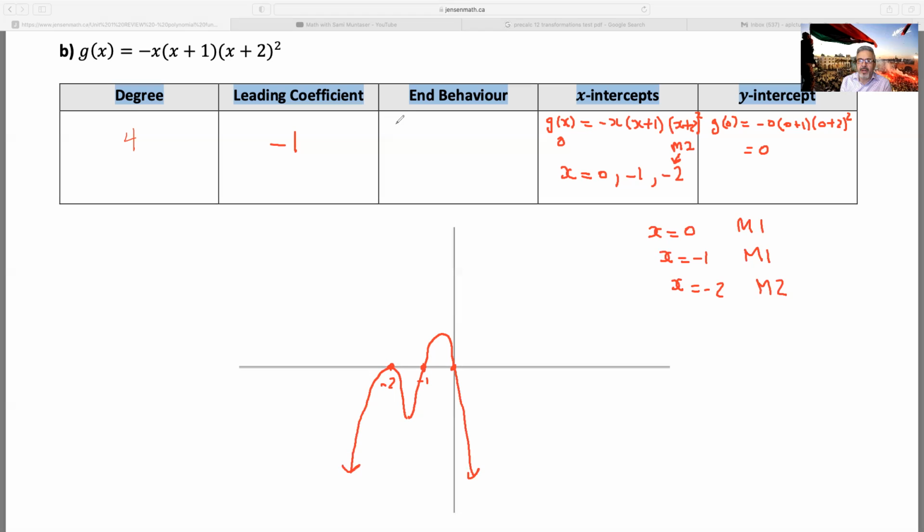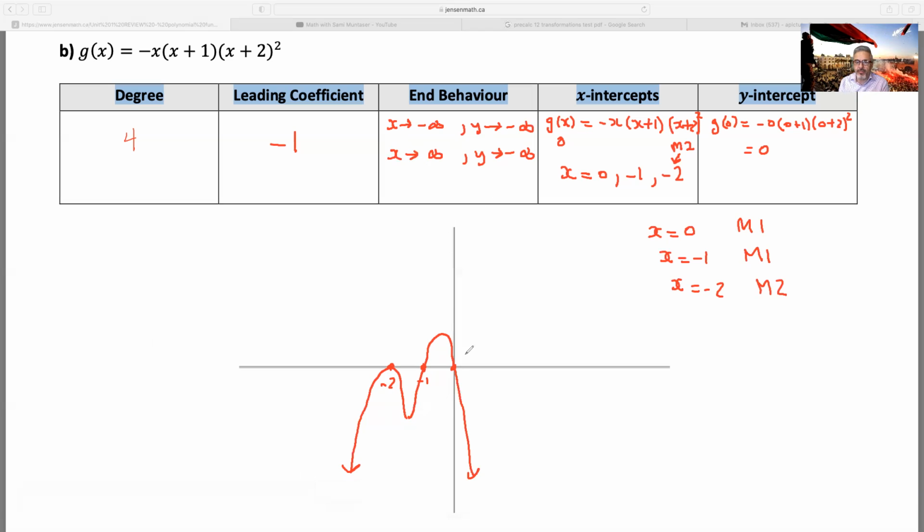Now the end behavior: as x goes to -infinity, y goes to -infinity. And as x goes to +infinity, y goes to -infinity. What does that mean? When we say as x goes to -infinity, that means as we go to the left, what's happening to the y? Looking at this graph, as we go further to the left, the graph keeps on going down and down and down forever. So it's going down to -infinity.